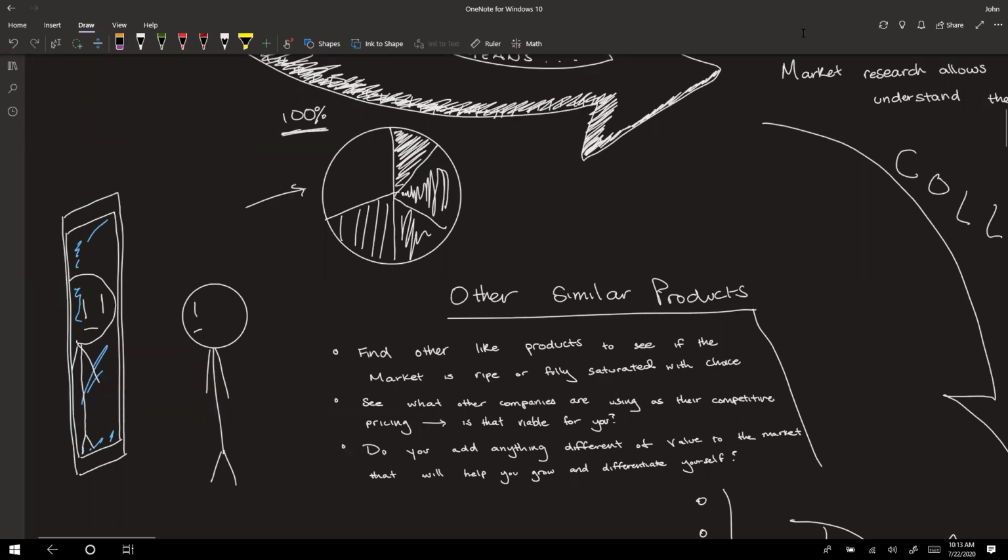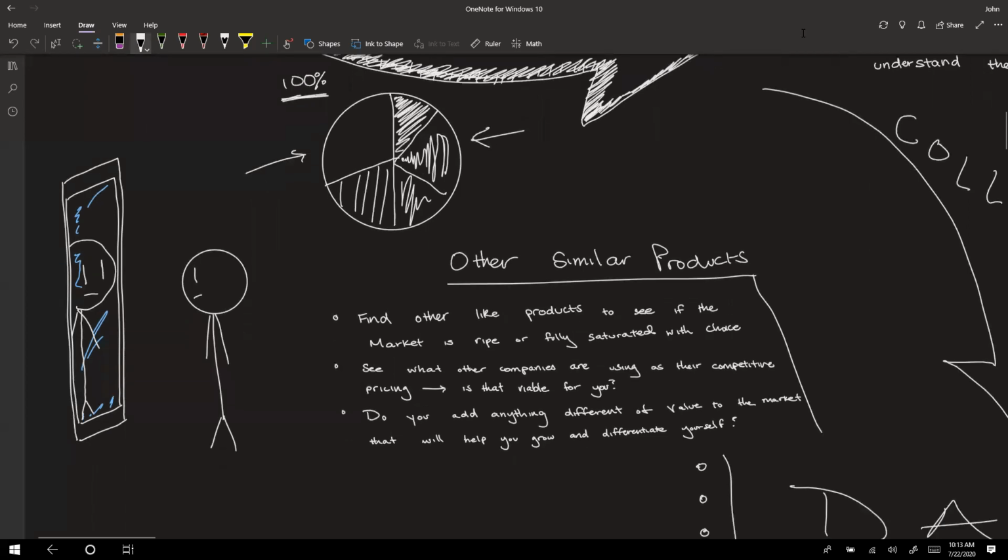We have to change up our marketing. Otherwise, we'll never get market share. We'll never get a percentage of the customers who are buying shoes. So other similar products. We need to find other products or other like products to see if the market is ripe or fully saturated with choice. So fully saturated meaning this market right here that we talked about would be considered pretty saturated, right? Like there are a lot of companies selling shoes in Chicago.